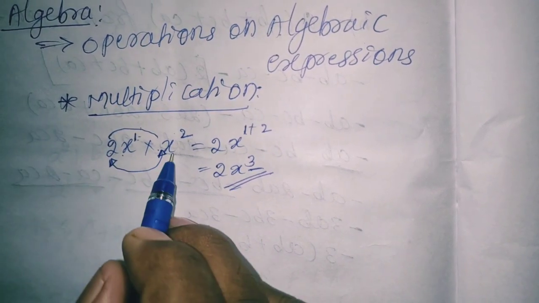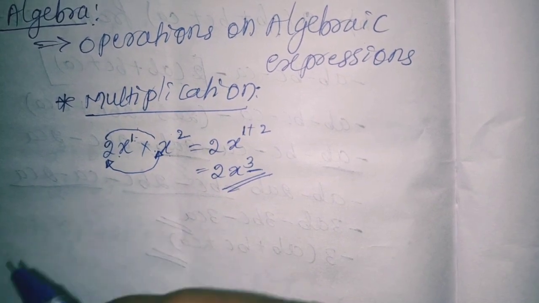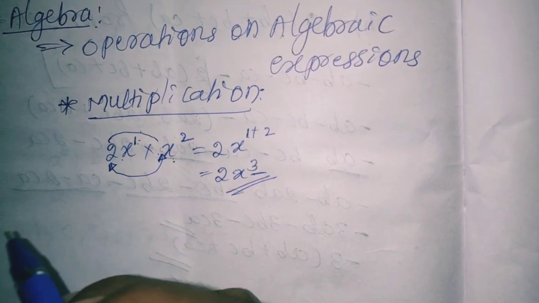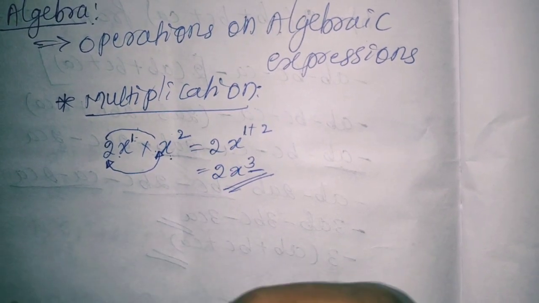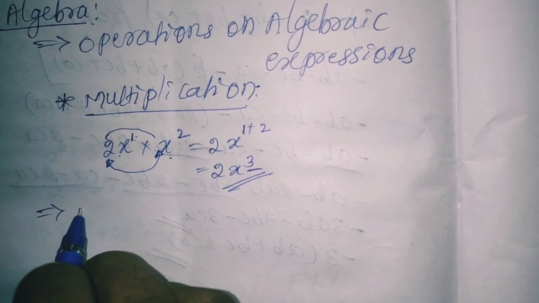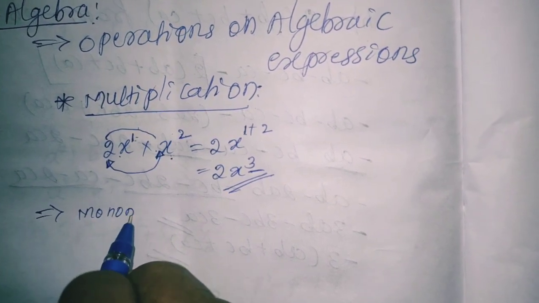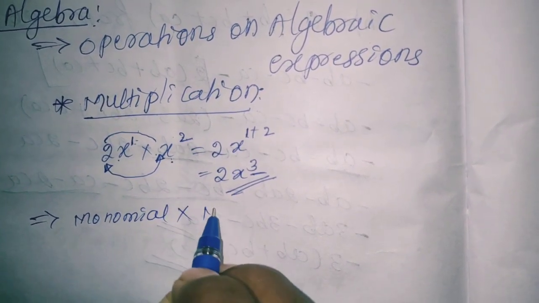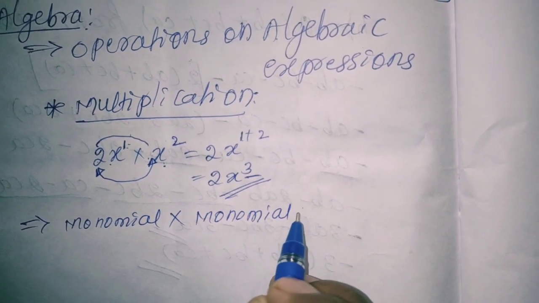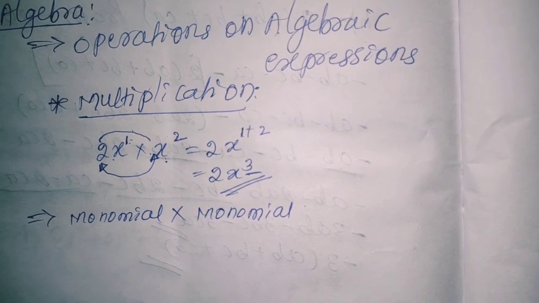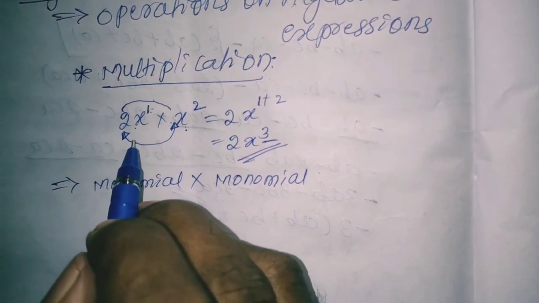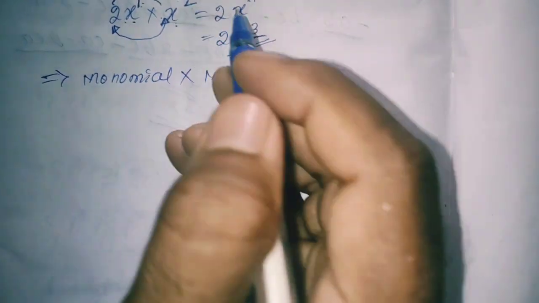This is the first simple example. I have taken only monomial into monomial. So we'll do one thing, we'll go one by one. First monomial into monomial, then monomial into binomial, then trinomial and polynomial. Likewise, first I will take monomial into monomial. We should know what monomials are. Monomial means only one term will be there. I already explained this to you, right? Now just an example, see, this is monomial into monomial only.